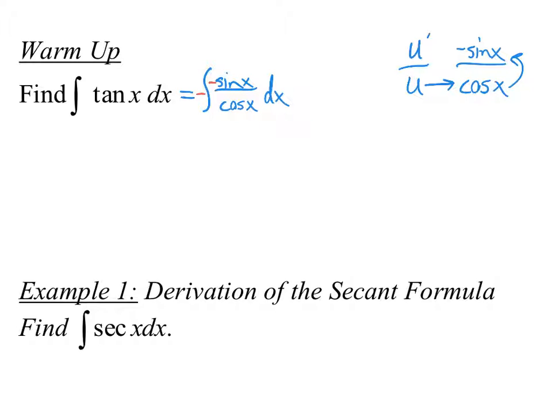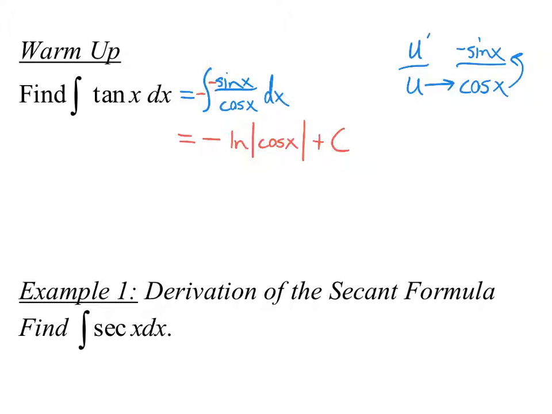Okay? So, now that I have the integral of u prime over u, we can use our rules and write this as negative ln of the absolute value of u. And u happens to be cosine of x. All right? So this is negative ln of the absolute value of cosine of x plus c. All right? So we just derived the integral of tangent.